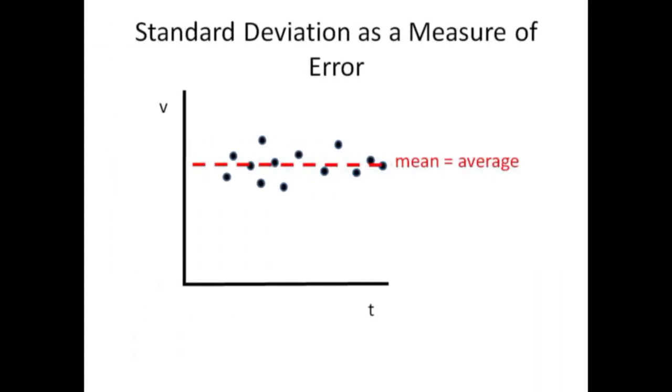When the velocity is constant, we expect a flat line for velocity versus time. Yet one expects variation in any real experimental data.